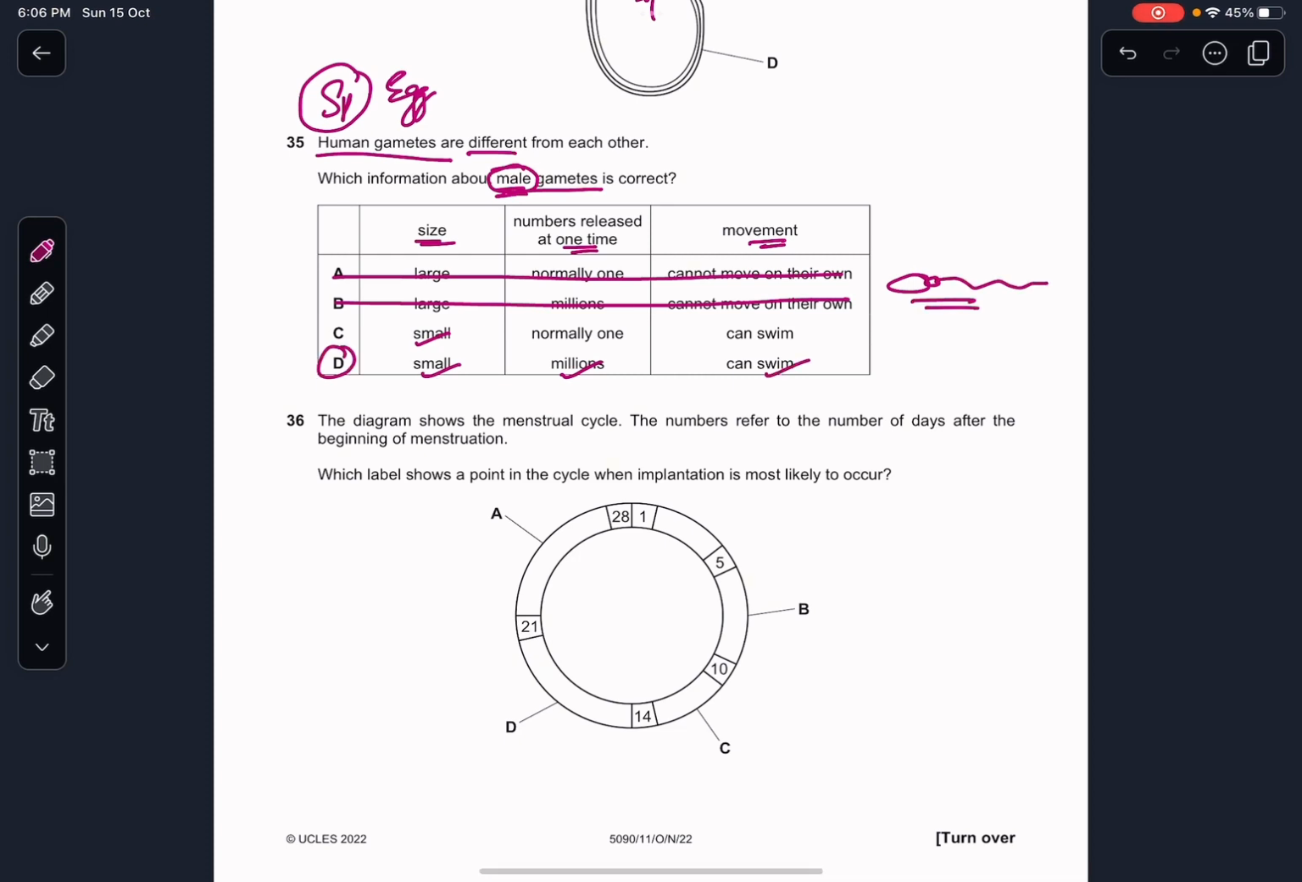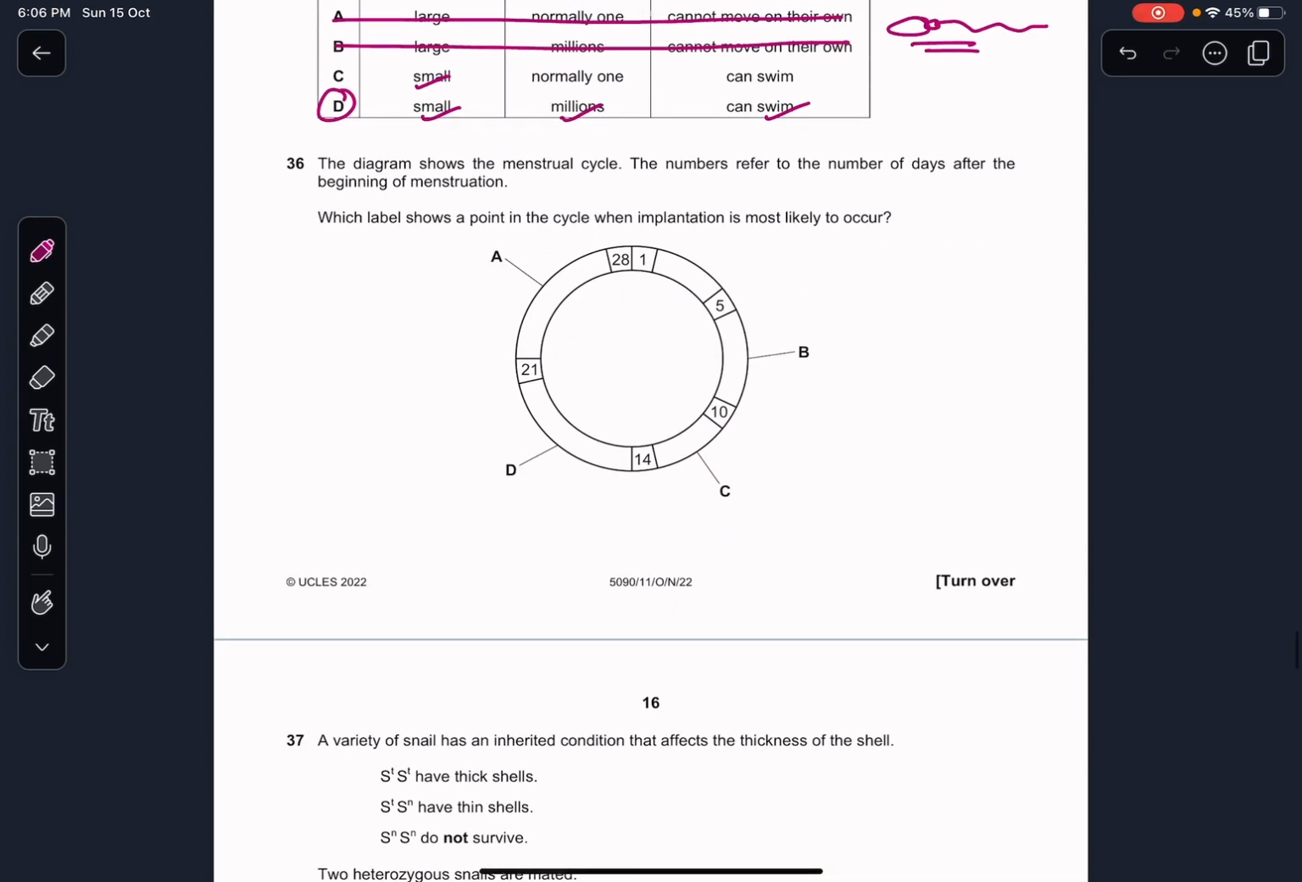So the answer is going to be D. The diagram shows the menstrual cycle. The number refers to the number of days after the beginning of menstruation. Which label shows the point in the cycle when implantation is most likely to occur? Implantation of the zygote, right?